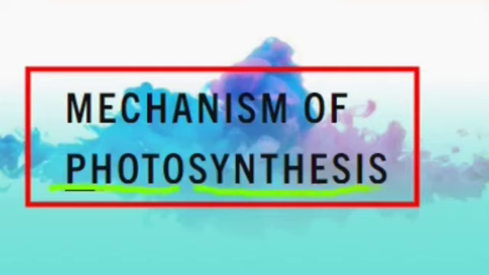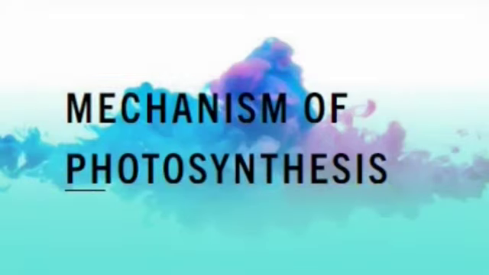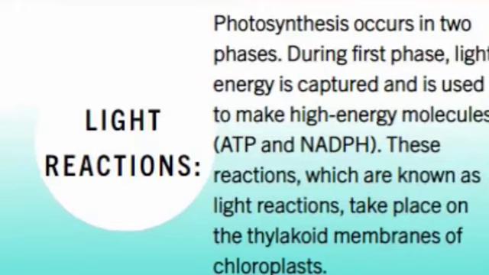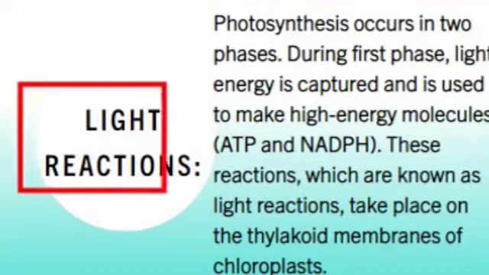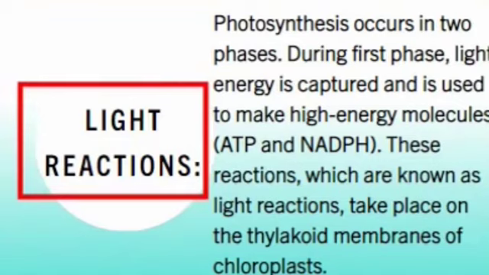Photo means light and synthesis means to make something. Photosynthesis is the process in which a plant takes in carbon dioxide and water from the environment and synthesizes its food in the presence of sunlight, with oxygen as a byproduct. This is known as photosynthesis, and there are two major processes of photosynthesis. The first one is light reactions and the second one is dark reactions.